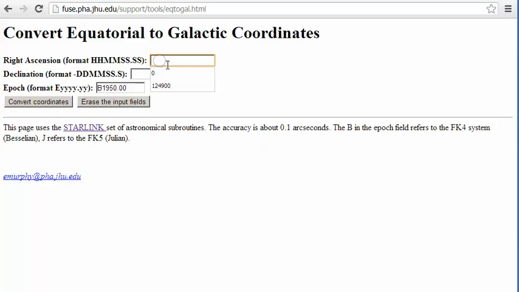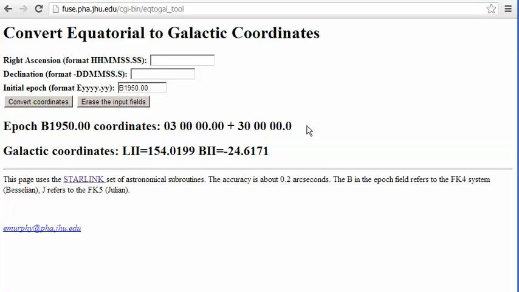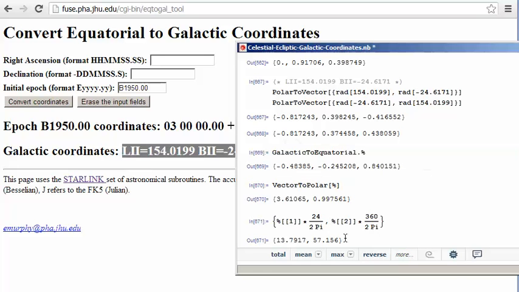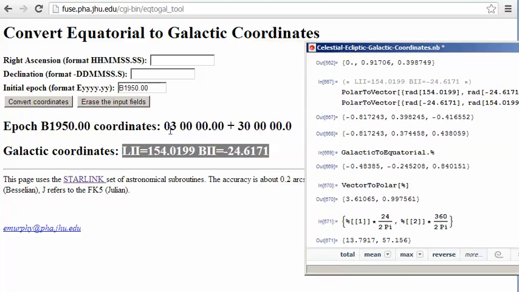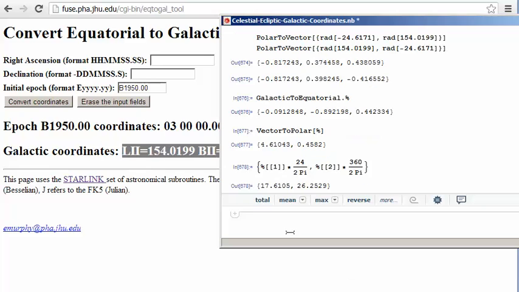Let's play with this a little bit. Let's put in some random right ascension and declination and just convert the coordinates. This is the 1950. It gives us an L of 154 and a B of -24.6. Well, so far it appears that this has failed, because if this had worked, my input should have gone from 3 hours to, if I had taken it back from galactic to equatorial, I should have gotten 3 hours and 30 degrees. Unfortunately, I got 13.7 hours and 57 degrees, or 17.6 hours and 26.25 degrees. So I've made some error.